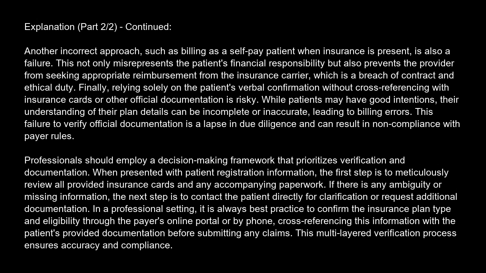When presented with patient registration information, the first step is to meticulously review all provided insurance cards and any accompanying paperwork. If there is any ambiguity or missing information, the next step is to contact the patient directly for clarification or request additional documentation. In a professional setting, it is always best practice to confirm the insurance plan type and eligibility through the payer's online portal or by phone, cross-referencing this information with the patient's provided documentation before submitting any claims. This multi-layered verification process ensures accuracy and compliance.